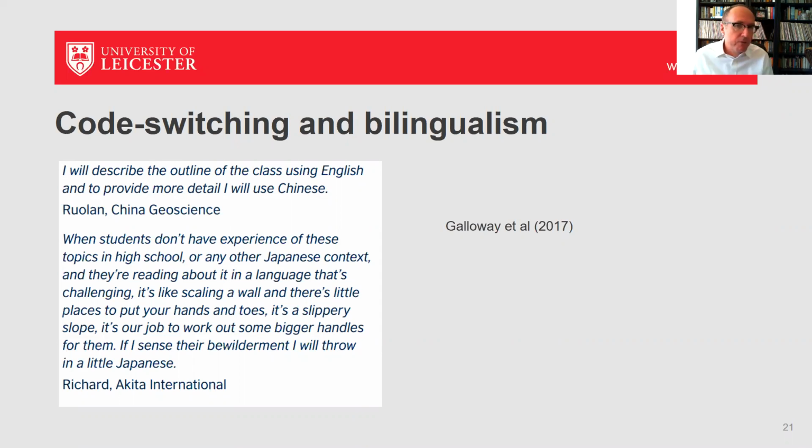So, these two quotes here from the Galloway survey. The first one: I'll describe the outline of the class using English, and then I provide more detail, I'll use Chinese. So the core content is in English, and then they color in a bit using Chinese. Similarly, Richard says, when students don't have experience of these topics in high school or any other Japanese context, and they're reading about it in a language that's challenging, it's like scaling a wall, and there's little places to put your hands and toes, and it's slippery. It's our job to help them work out bigger handles for them. If I sense their bewilderment, I throw in a little Japanese.